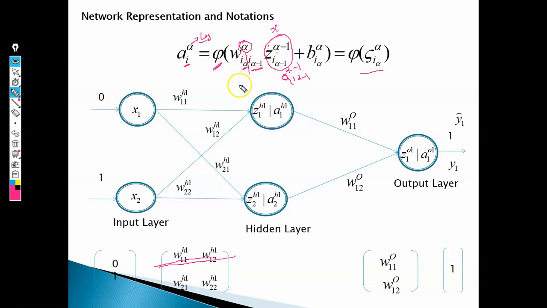So this is the output layer. This is the representation of the output layer transformation. All this we will see in our next video. We will see about the linear transformation and the Jacobian matrix. This is about the network representation and notations. We will see the linear transformation in our next video. Thank you.